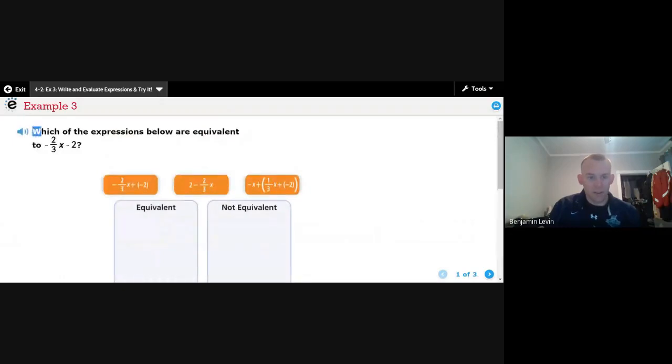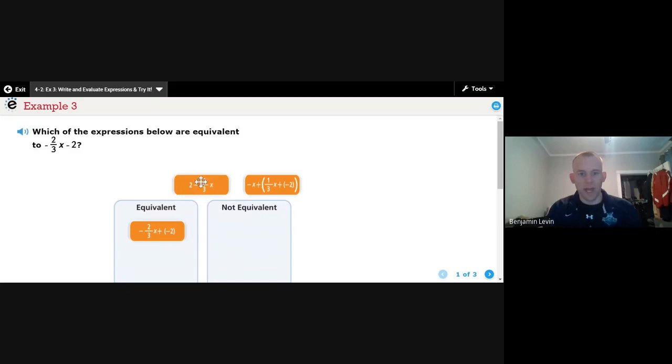Which of the expressions below are equivalent to -2/3 x minus 2? Okay, so let's look at this. We have a -2/3 x and a plus -2. Well, adding a negative is the same as subtraction. So adding a -2 is the same as minus. So that's going to be equivalent.